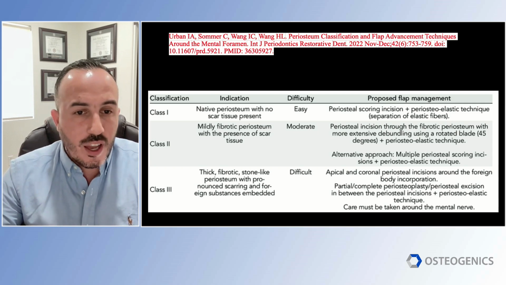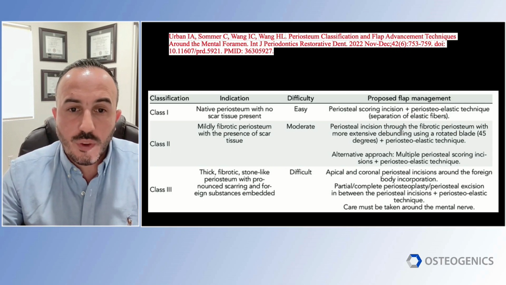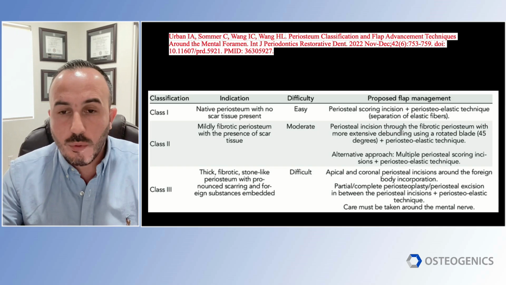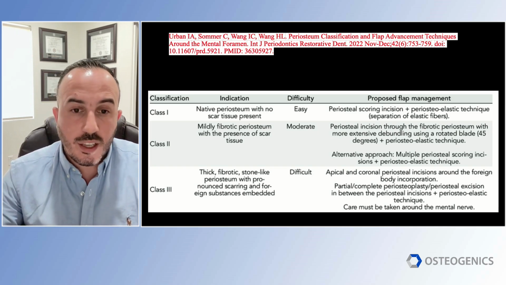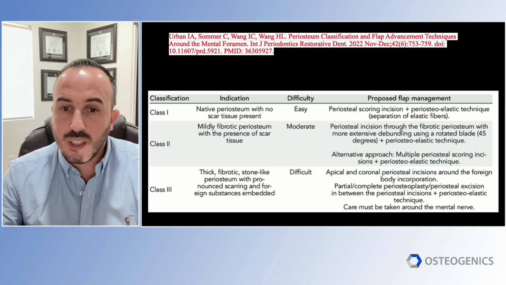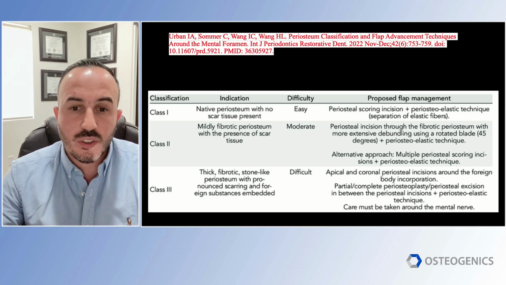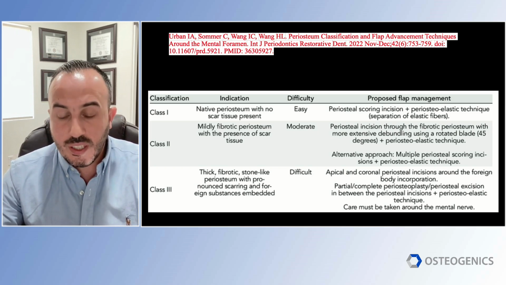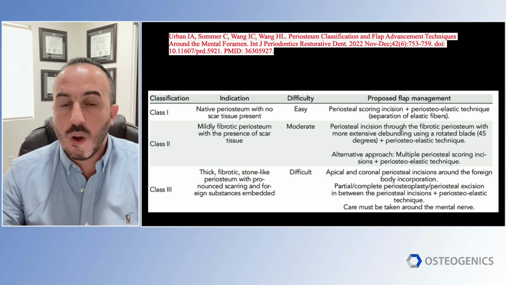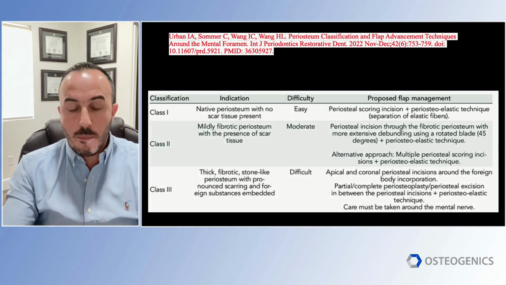So if I want to use that, we have class 1, which is when we have native periosteum, clean, no problems, that's easy to release. Class 2, when we have mild fibrosis, some scarring from previous procedures, and that's moderate. And class 3 is the most difficult: thick, fibrotic, and may have foreign bodies embedded in it.